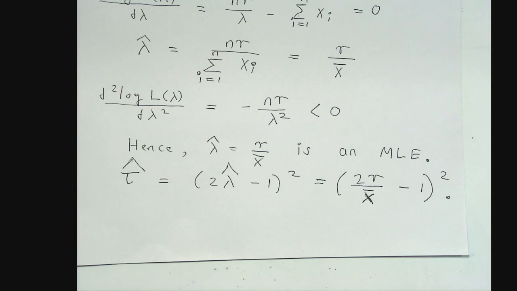The MLE of the product of the two is equal to 1 divided by y bar times 1 divided by x bar. The MLE of lambda 1 lambda 2 is equal to 1 divided by y bar. And then solve this equation and this equation.